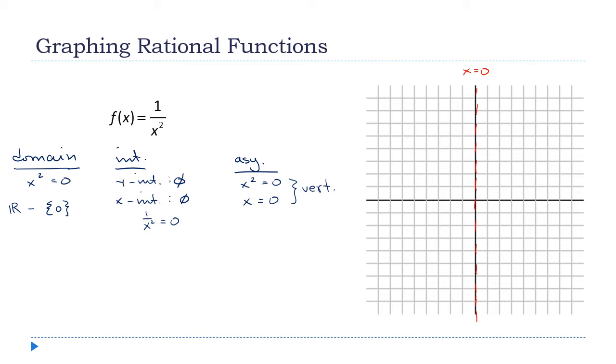And how about the horizontal one? Remember how we do the horizontal one? We compare the degree of the numerator to the degree of the denominator. Well, the degree of the numerator is 0, and the degree of the denominator is 2. The denominator is bigger, which means this function has a horizontal asymptote at y equals 0. So let me add that to my graph. And so far, this is looking awful familiar. This is looking an awful lot like the last one. That should be y equals 0.